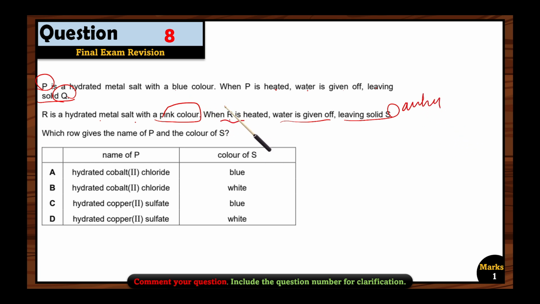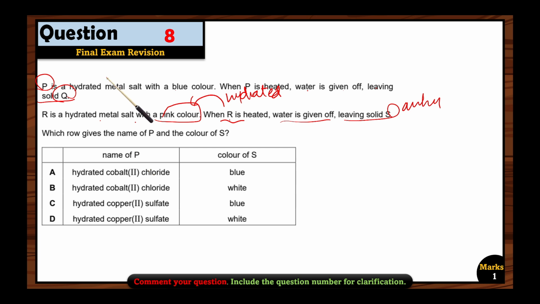R is hydrated one because it's pink color, and when you heat it, it changes the color. So it is hydrated one. Okay. So name of the P. So P, if you see here, it is a hydrated salt with the blue color. And which salt is blue color when it is hydrated? It's actually copper sulfate. So copper sulfate is the right option.